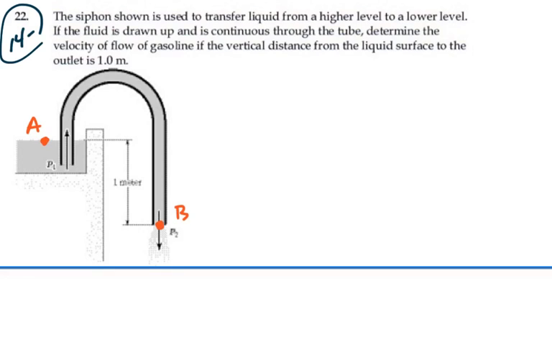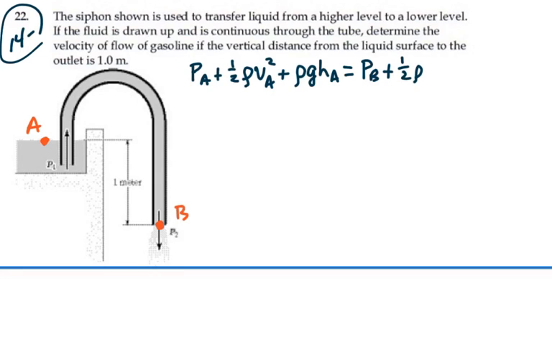As we consider these 2 points, we have Bernoulli's equation: the absolute pressure at A, plus 1/2 the density of the fluid times the velocity at A squared, plus the density times g times the height at A. This is the kinetic energy per volume and the potential energy per volume for the fluid, and it is equal to the absolute pressure at B plus the kinetic energy per volume for the fluid at B plus the potential energy per volume at point B.